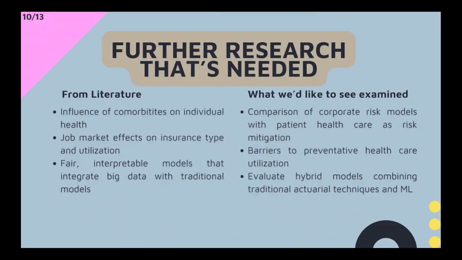Aachal? Well, we highlight the areas where more research could enhance health system modeling. From the literature, we've seen a need to explore how comorbidities affect individual health, how job market shifts influence insurance access and use, and how to build fair, interpretable models that combine big data and traditional methods. Looking ahead, we'd like to see more studies comparing corporate risk models to patient care, identifying barriers to preventive care, and exploring hybrid models that blend actuarial science with machine learning for better risk prediction.